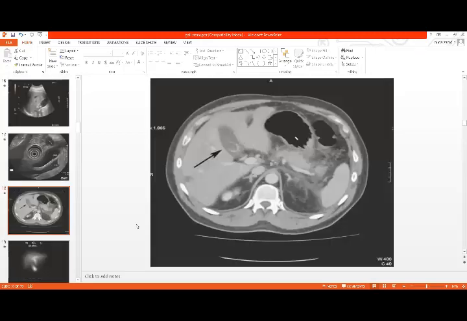Now that's the CT scan. You see this multiple gallstones there in the liver. Okay, in the gallbladder. That's the stomach shadow. Gas, gas is black, and this is probably tip of the NG tube.